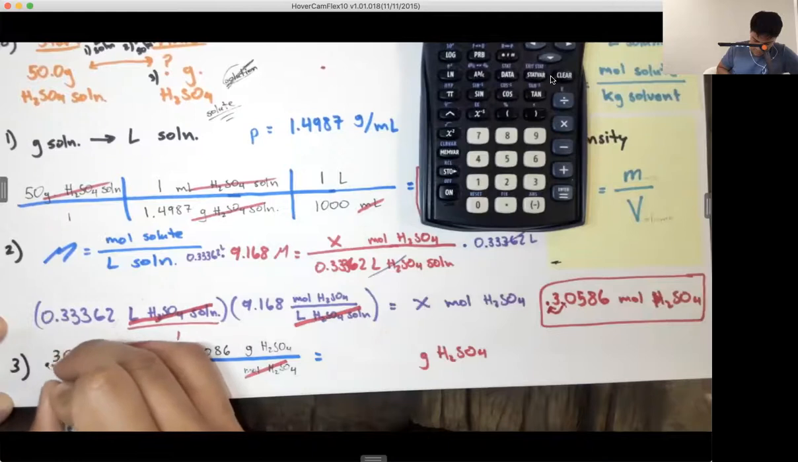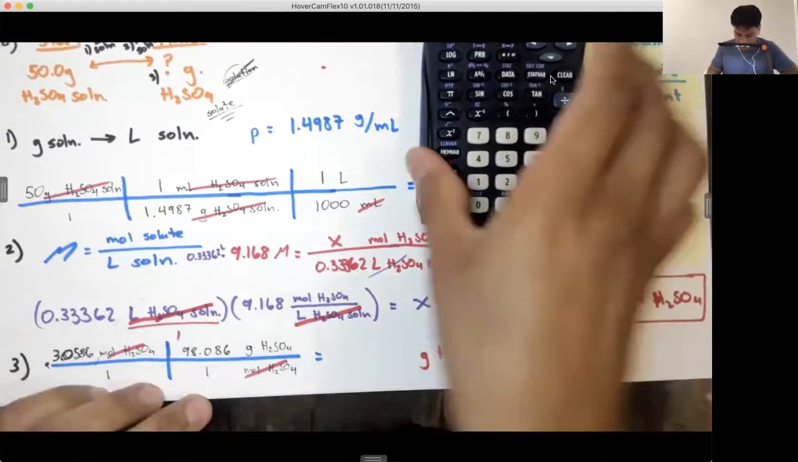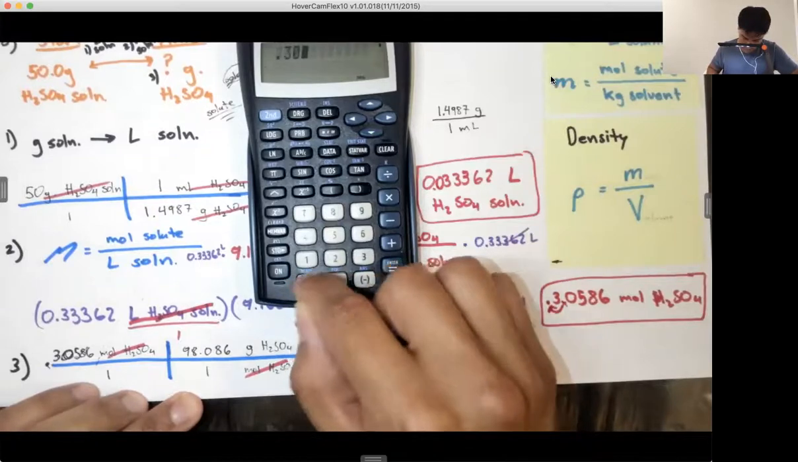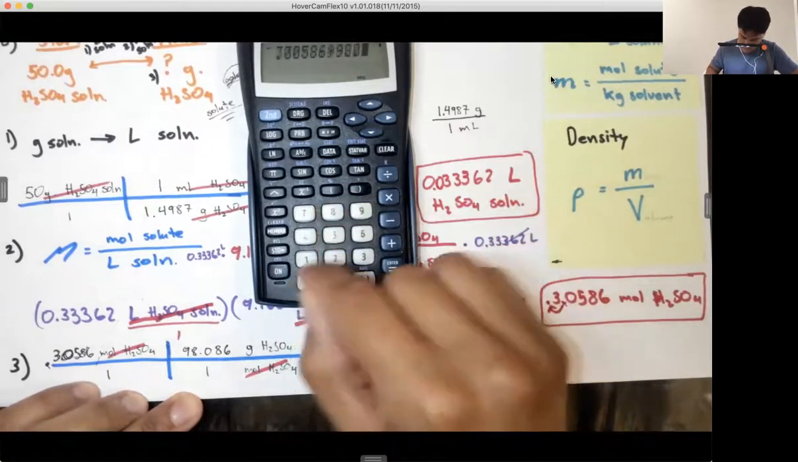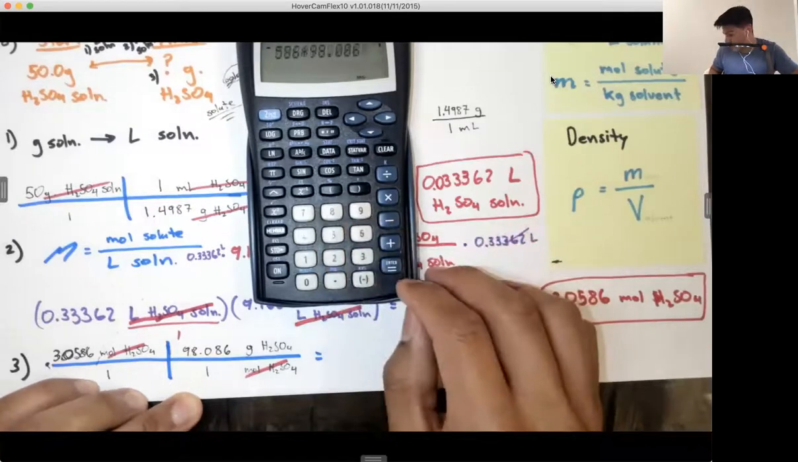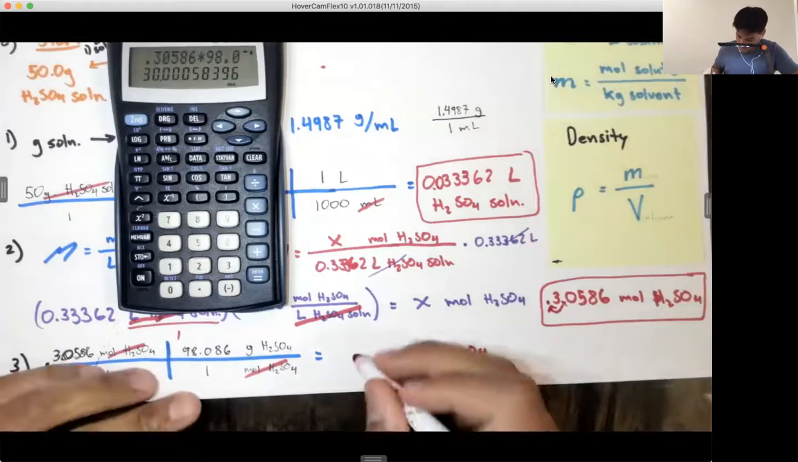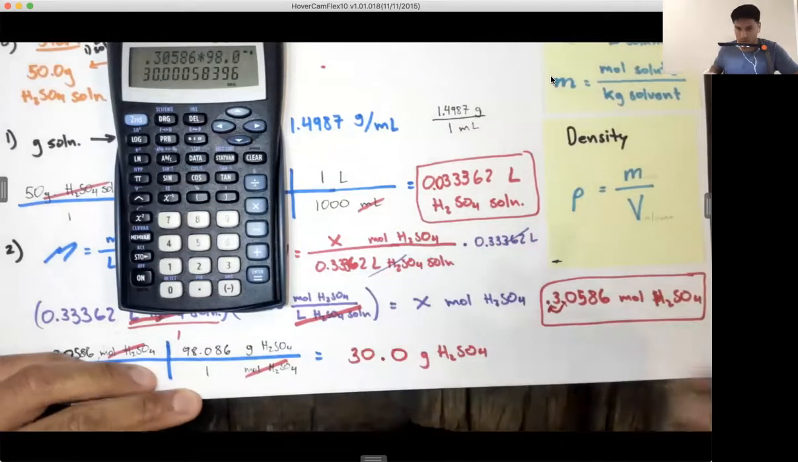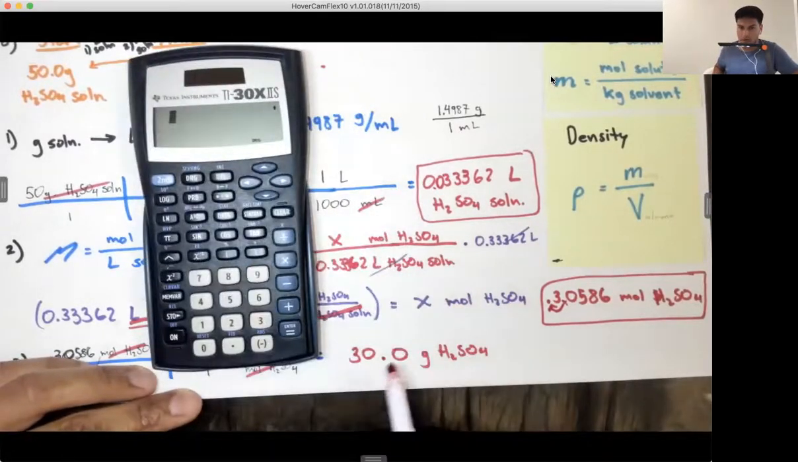So let me fix that: 3, 5, 8, 6. So 0.3586, let's go ahead and finish that. 0.30586 times 98.086. And there we go. So here now we get 30.0000 grams. Let's figure out how many significant digits my final answer can have.